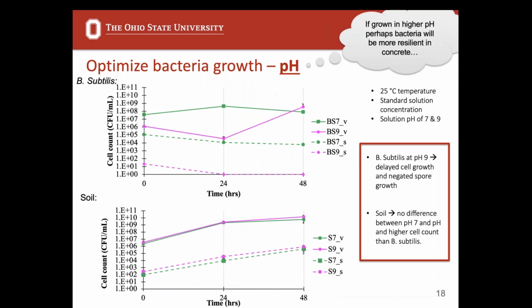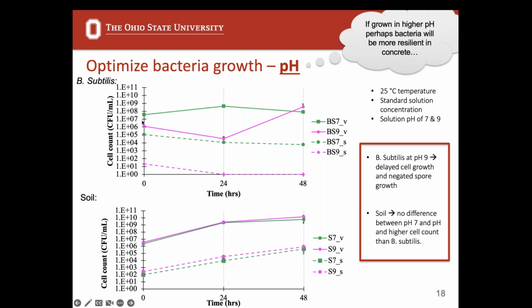All right, so the third variable was pH. Our hypothesis here was perhaps if we grow bacteria at a higher pH, it will be able to live more successfully in a higher pH system at a later time. We also wanted to see if one of them was more effective at growing at high pH or not. So again, we have the Bacillus subtilis sample at the top and the soil sample at the bottom.